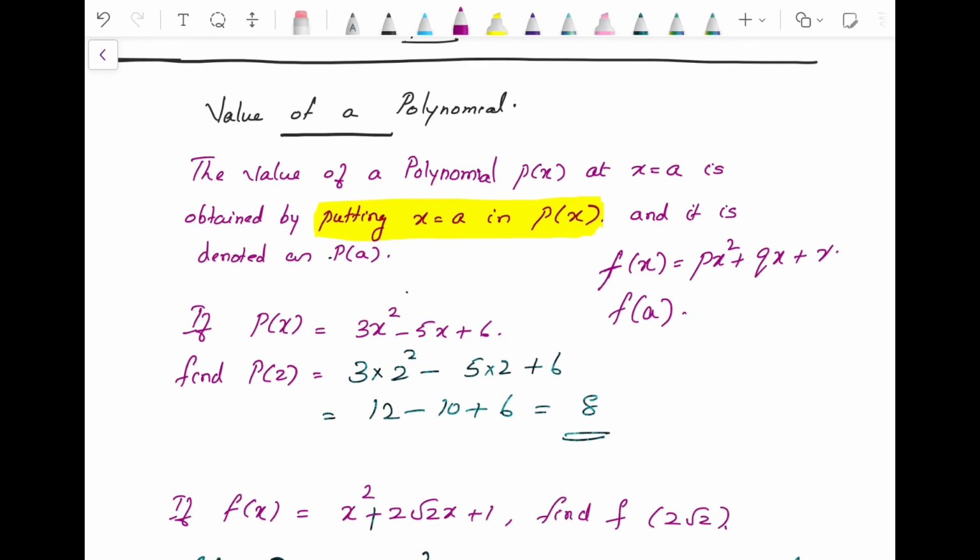If p of x is equal to 3x squared minus 5x plus 6 is given, you have to find the value of the polynomial when x is equal to 2. We denote it as p of 2. In the place of x, you will put 2. So, 3 into 2 squared minus 5 into 2 plus 6. 2 into 2 is 4, into 3 is 12, minus 10 plus 6, it is 8. So, the value of the polynomial at x is equal to 2 is 8, and we denote it as p of 2.